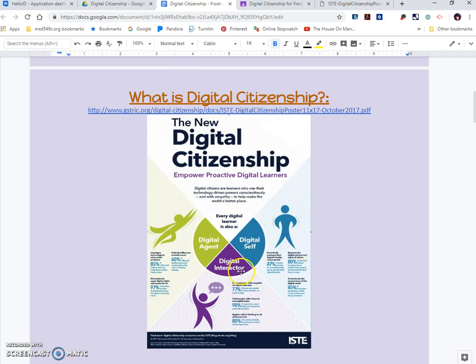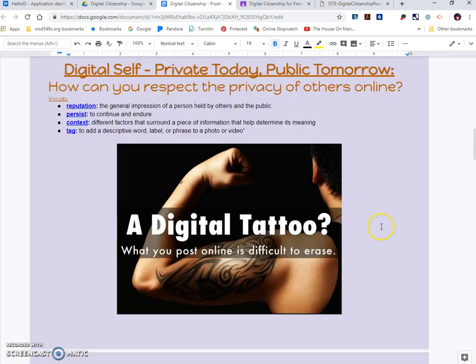We're going to talk briefly about each one of these components before we get to your Flipgrid video. The first component is the digital self, and that's the piece that's all about protecting your privacy and the privacy of others online. I really like this picture that talks about your digital tattoo. You just want to be very mindful of everything that you post online.